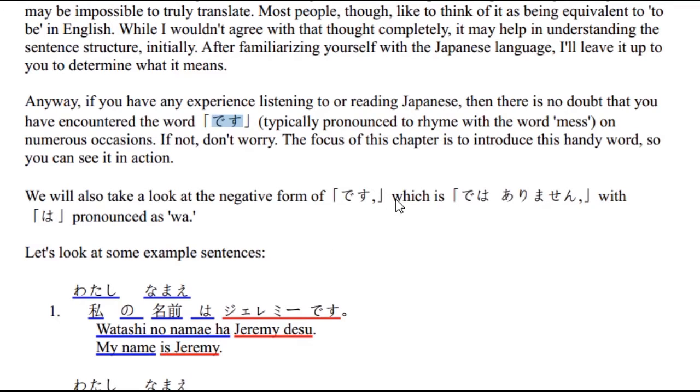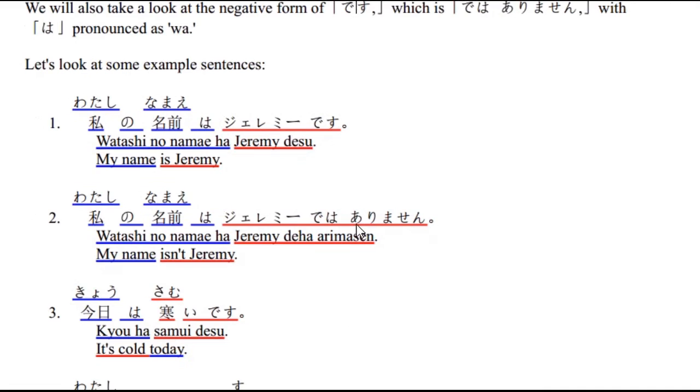So now we're going to look at using des and its negative form, de wa arimasen. And please notice that the character here is being used as a particle, so we pronounce it as wa. So we have des and de wa arimasen. And please notice the pronunciation of des. Even though the last character is a su, we don't say desu. For emphasis, sometimes you might hear that, but normally when people are speaking, they just say des. So anyway, here we have some example sentences.